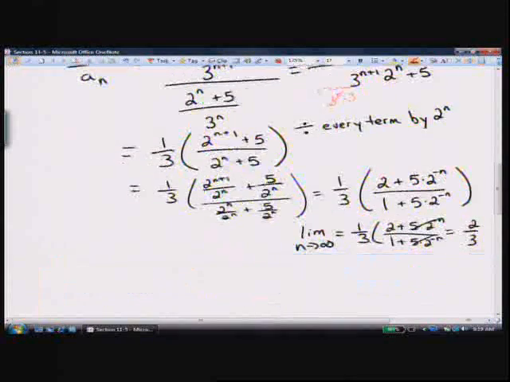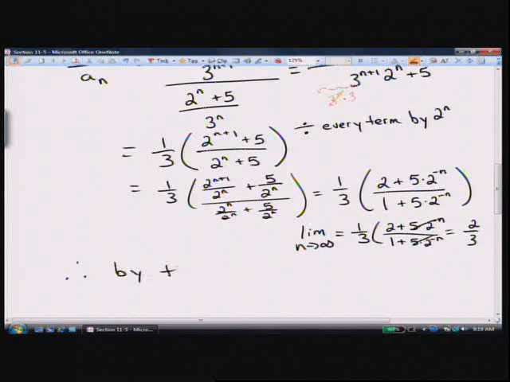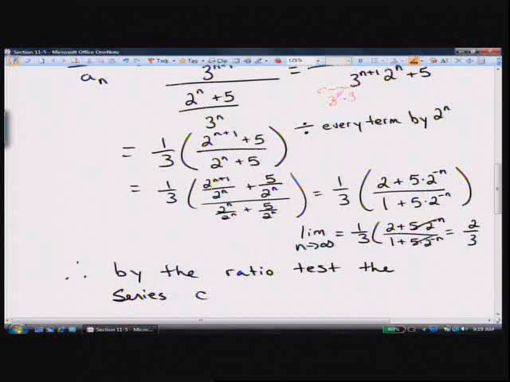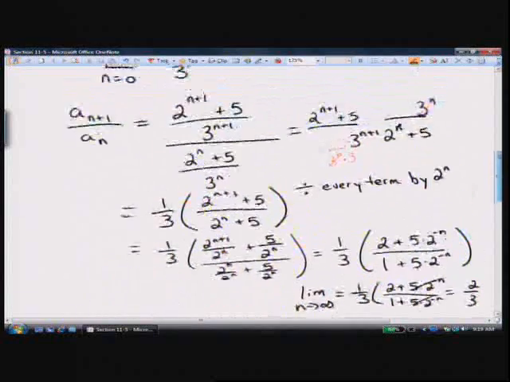So therefore, by the ratio test, the series converges. Now, it does not converge to 2/3. This is actually one of those ones where you could calculate what it converges to, because you can write it as the combination of two geometrics. But we don't have to, because the question was only converge or diverge.